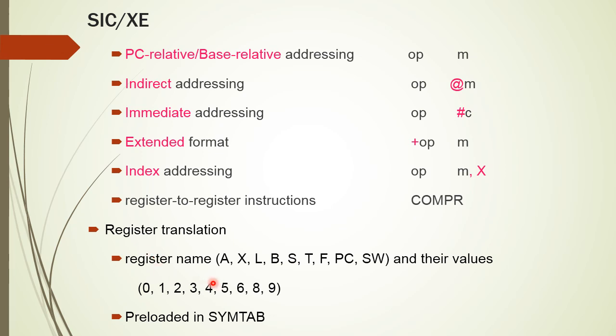Here are the registers we have used with respect to the SIC/XE machine: A accumulator, X index register, L, B, S, T, F, PC, and SW. We have assigned a value to each of these registers: 0 is for A, 1 is for X, 2 is for L, 3 is for B, the base register, 4 for S, 5 for T, and so on. All these registers and their corresponding values will be preloaded into the symbol table.